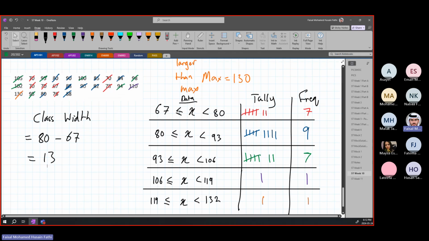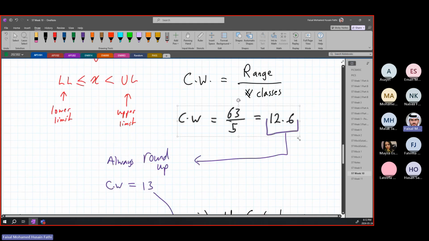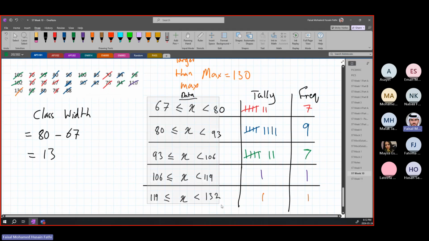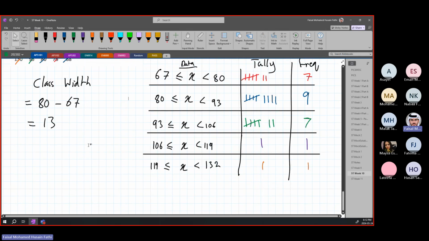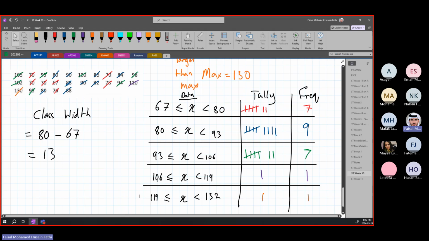All right. I know in this case we already defined it by ourselves using this equation, which is the range divided by the number of classes, and we rounded up. But when you are already given a data set, you can find your class width by subtracting the top value from the bottom value directly. All right. And in this case, since they are all equally sized, they're all going to be equal to 13. This is known as our class width.